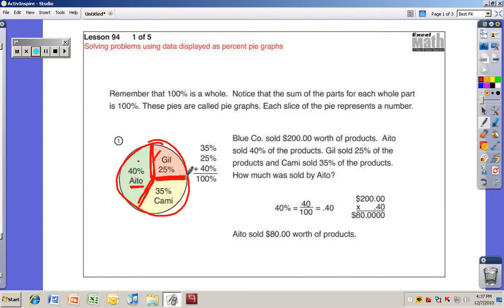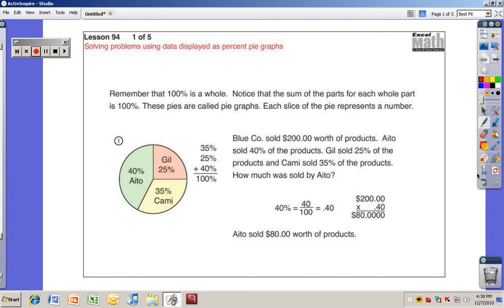And then Cami has 35%, which is a little bit more than a fourth. And you can see that her pie is about that much. And notice that all the parts, the 40%, 25%, and 35%, when you add them together, it all equals 100% of the whole thing. Then they're going to give you a problem based on this chart. And this is where some of the kids get a little bit lost and have a hard time with it.